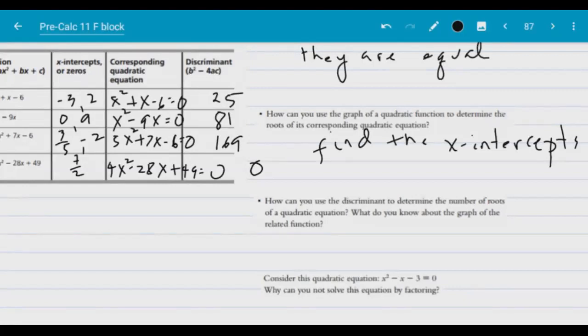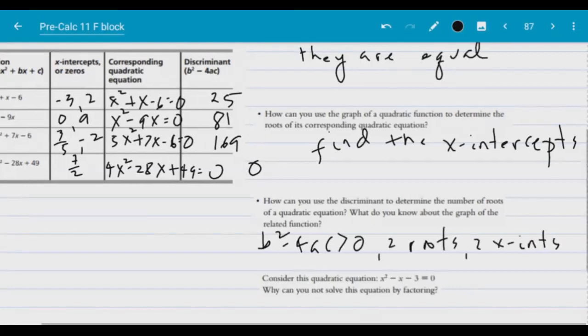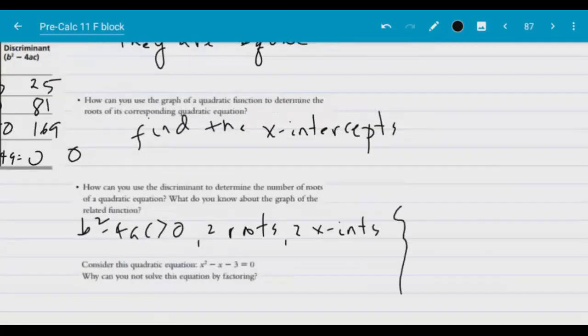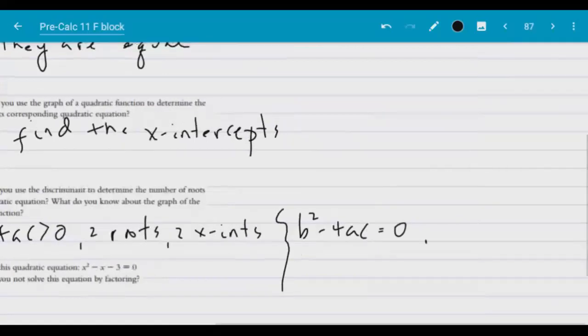So b squared minus 4ac greater than 0: 2 roots, meaning 2 x-intercepts. B squared minus 4ac is equal to 0: 1 root, therefore 1 x-intercept. Okay.